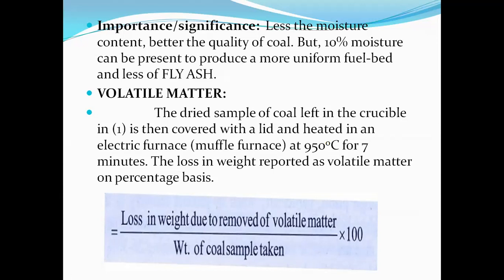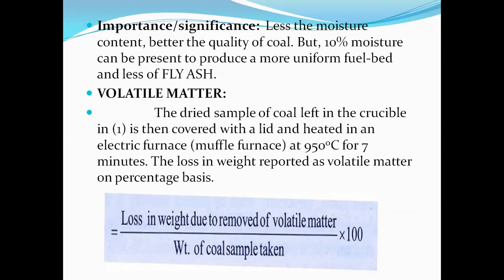If the moisture content increases, the combustion character decreases, which means the thermal value decreases. Generally, when we give a grading to the coal sample, an ideal coal sample must contain a low percentage of moisture.